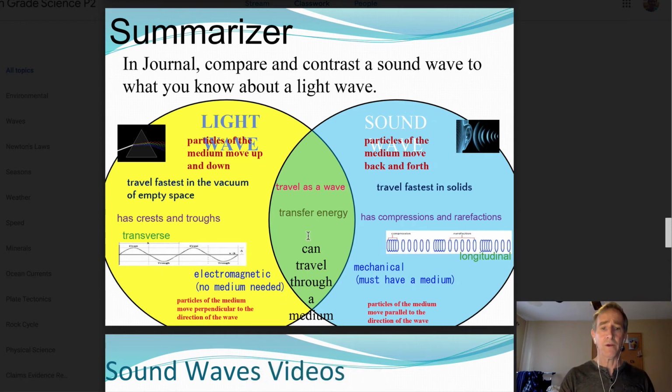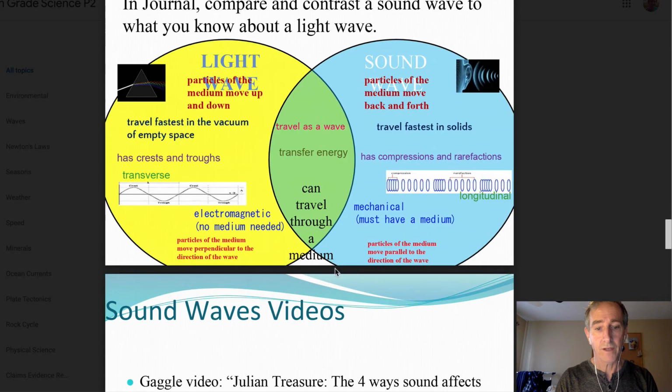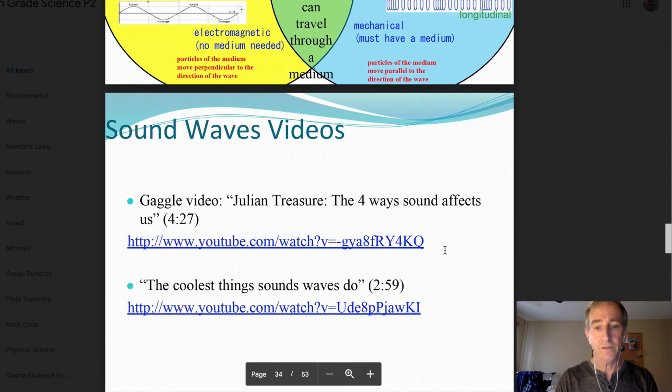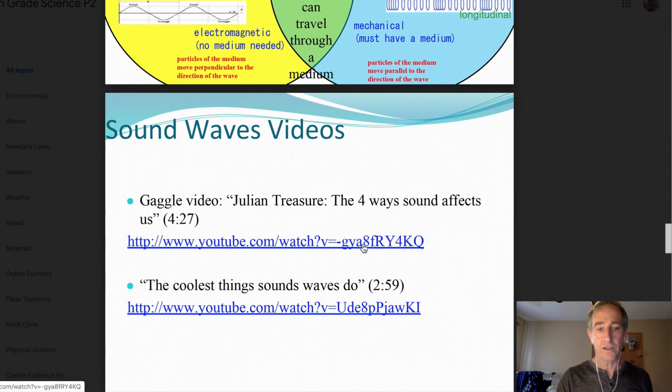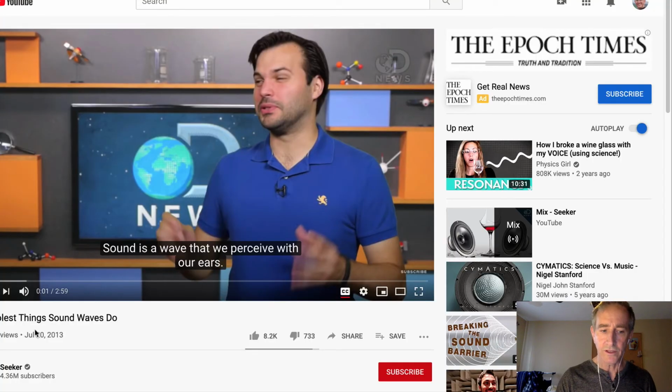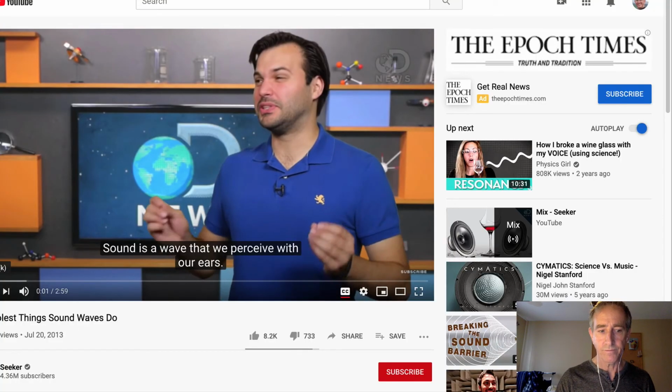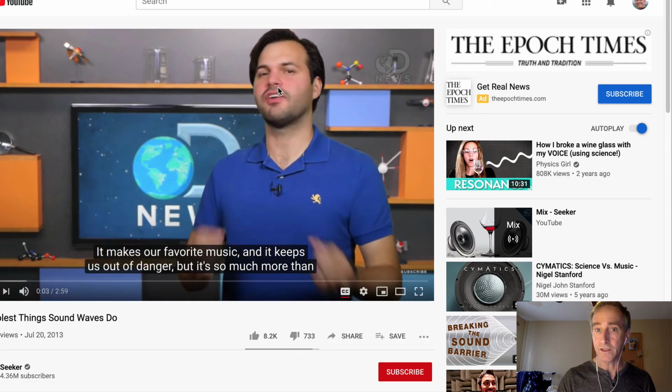They're the same this way. They both travel as a wave, they both transfer energy, and they both can travel through a medium, except light cannot travel through a medium like steel. Here's some sound wave videos. You can watch these. This is the coolest things that sound waves do, and you can watch this.